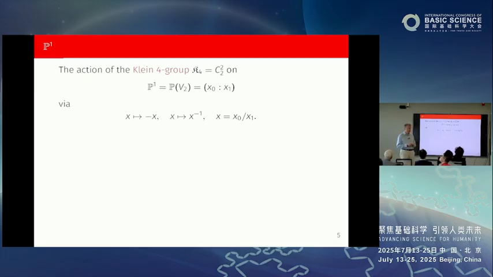We have P1 with coordinates x0, x1. How can you act on P1 with the Klein 4 group? x goes to minus x, x goes to 1 over x.